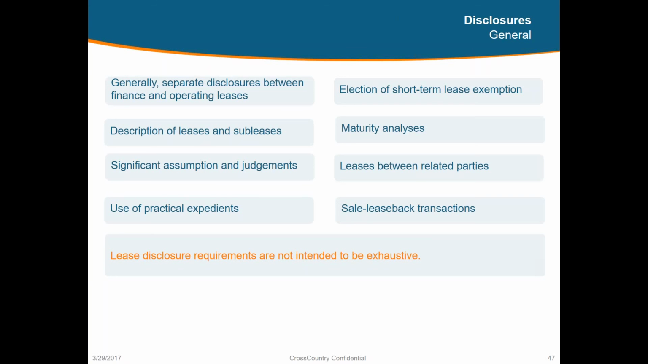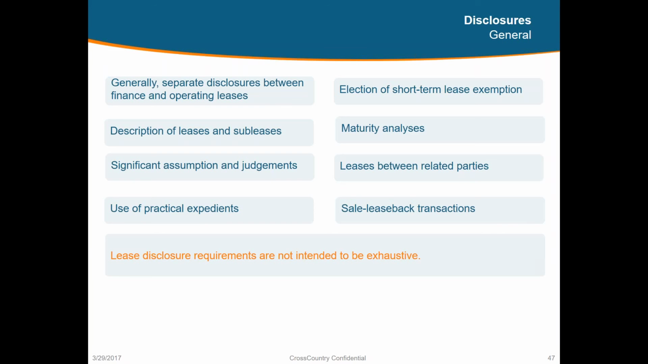The objective of the lease disclosure requirements is to enable users of financial statements to assess the amount, timing, and uncertainty of cash flows arising from leases. Therefore, the required disclosures are not intended to be exhaustive. Lessee disclosures should generally be distinguished between finance and operating leases. Lessees and lessors should disclose information on the nature of their leases, including information related to variable lease payments, options to extend or terminate, residual value guarantees, and any restrictions or covenants imposed.